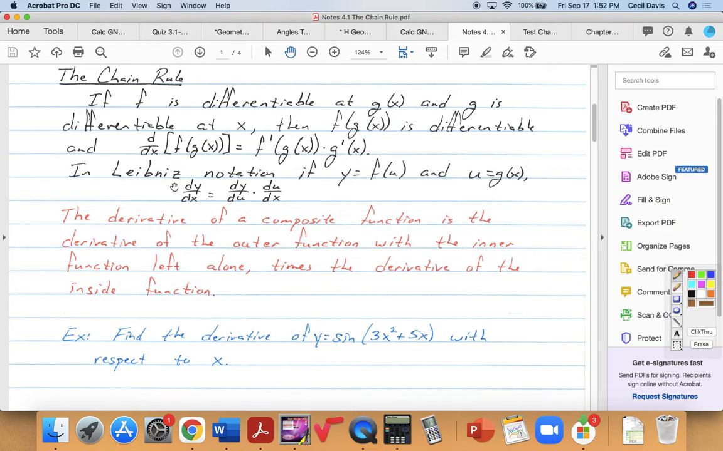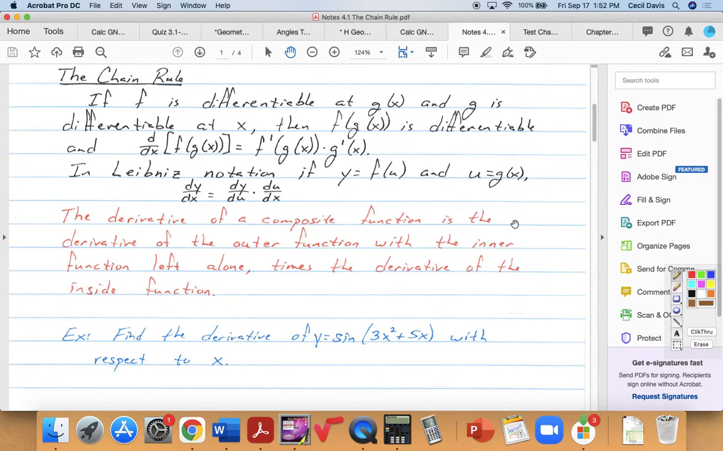So in Leibniz notation, if y equals f of u and u equals g of x, then dy dx is dy du, the derivative of f with respect to u, times du dx, the derivative of u with respect to x. I kind of like this notation because you can think about it like the du's cancel and it's dy dx. Okay? So the derivative of a composite function is the derivative of the outer function with the inner function left alone times the derivative of the inside function.